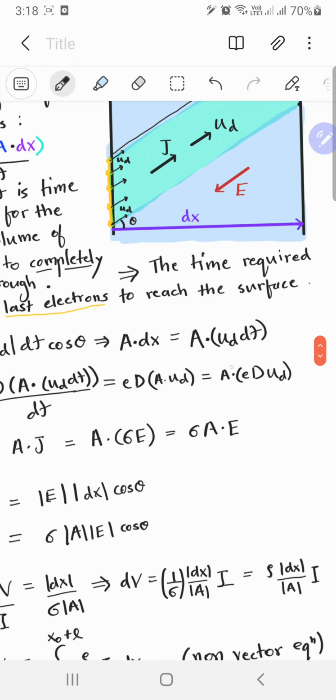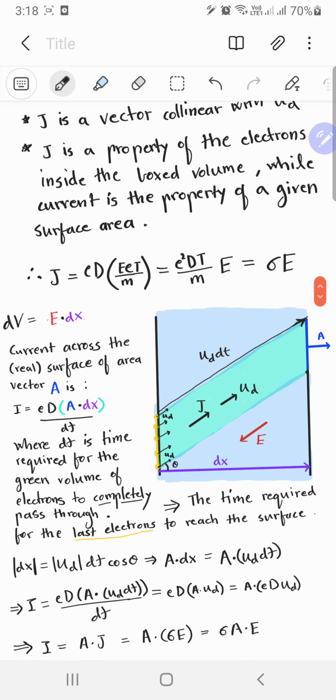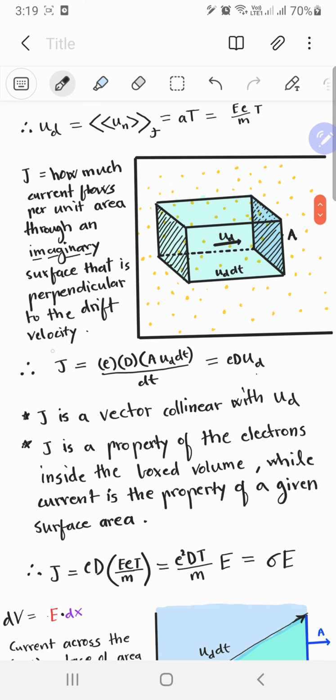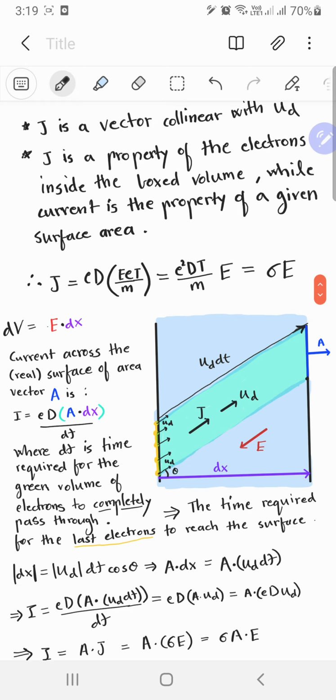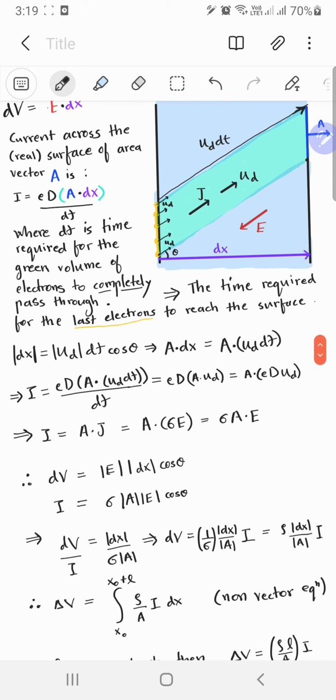So rewriting, we can write it like this: A dot E capital D u_d. Now we already know that E capital D u_d, that is our J. So we can write I equal to capital A dot J, and we also know that this capital J is sigma E. So I is A dot sigma E. So rewriting, it's sigma A dot E.